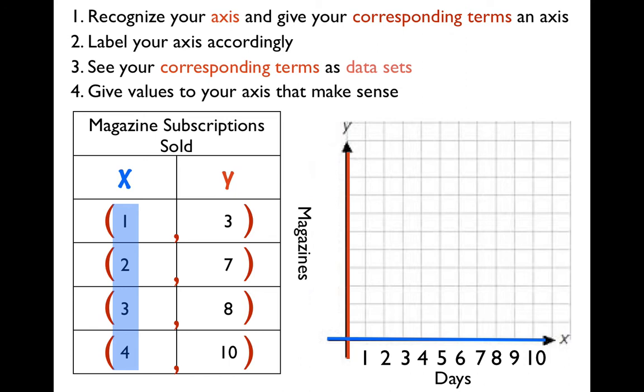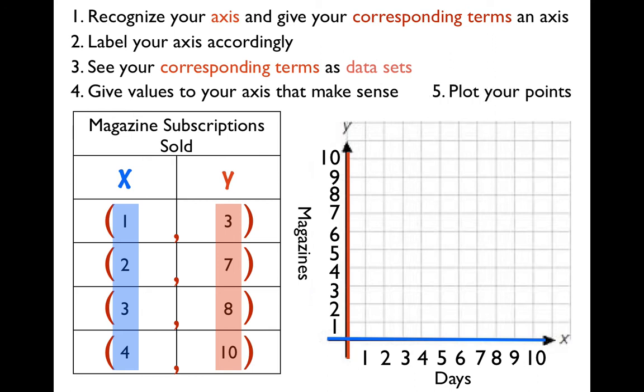I'm labeling my lines now. And there are my y's. So I want to count up to 10 because I know my highest number is 10. The fifth thing you're going to do is you're going to plot your points.